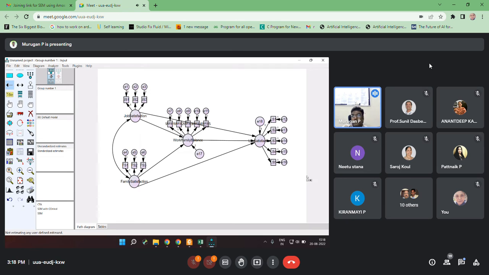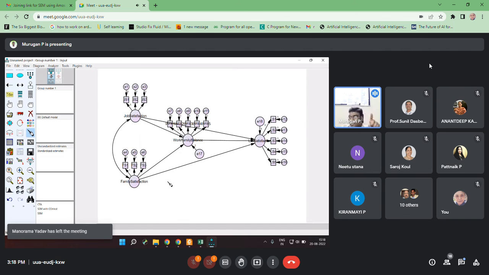So here you need not follow Baron and Kenny steps, because by default any SEM program will be able to produce the total effect model results. Total effect means between X and Y without M. Similarly between X1 to Y without M. Those are the results you can get here. So now I'll save this diagram.